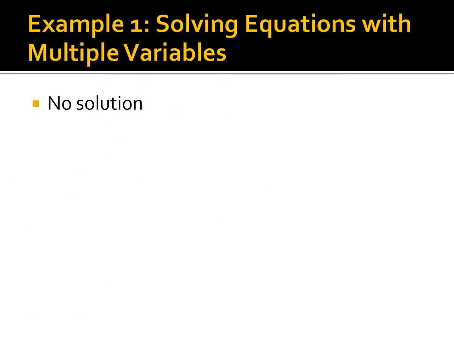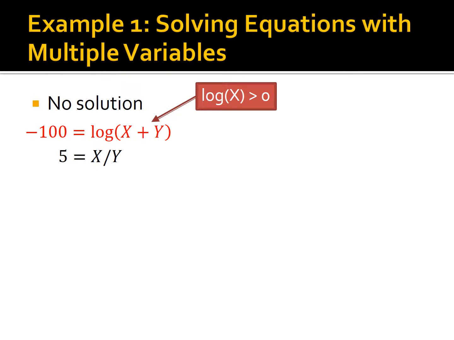Okay, let's move on. So what if there is no solution? I would like to solve these two equations such that log of x plus y equals negative 100 and x over y is 5. As we know, log of x is always greater than 0. So this equation will provide no solution.